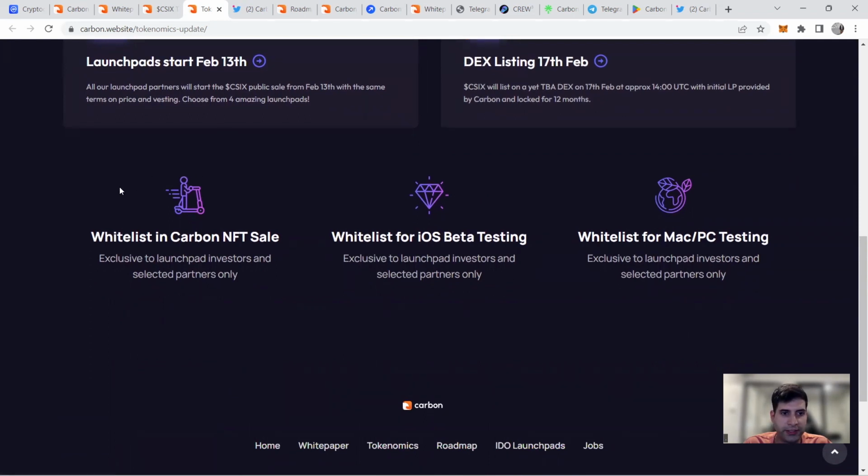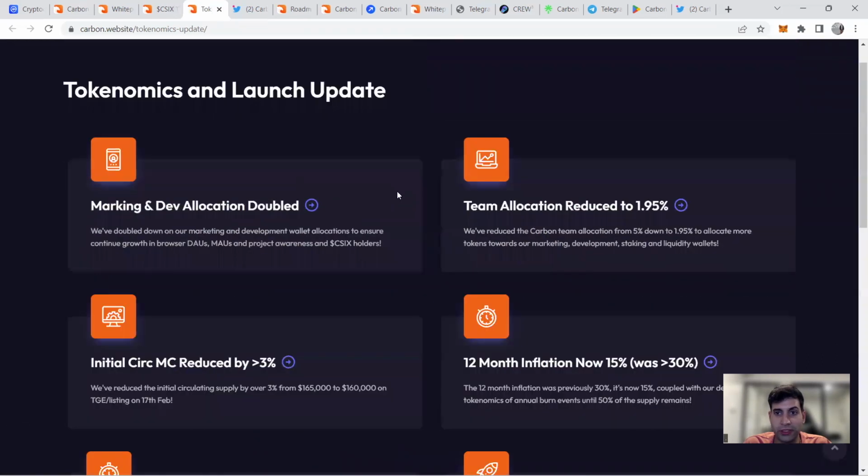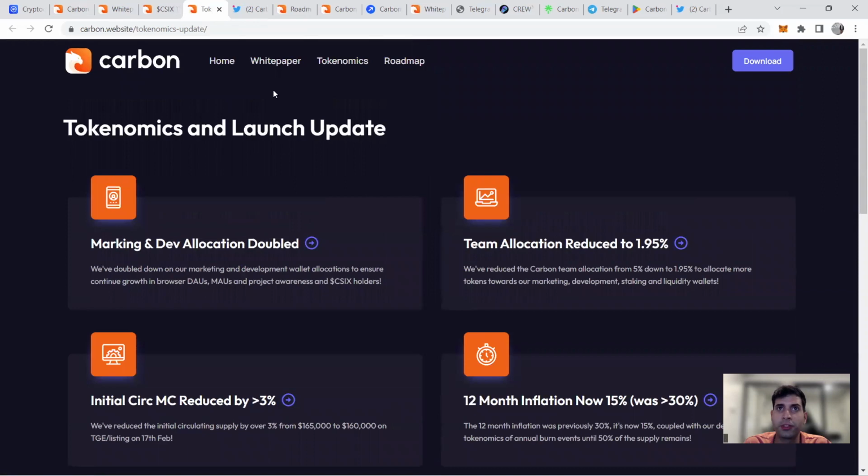You get whitelisted for their NFT sale in the future. You'll get iOS beta testing, which gives you the ability to earn tokens earlier. Whitelist for testing, for PC testing as well, and Mac testing. So these are all really bullish points for the project.